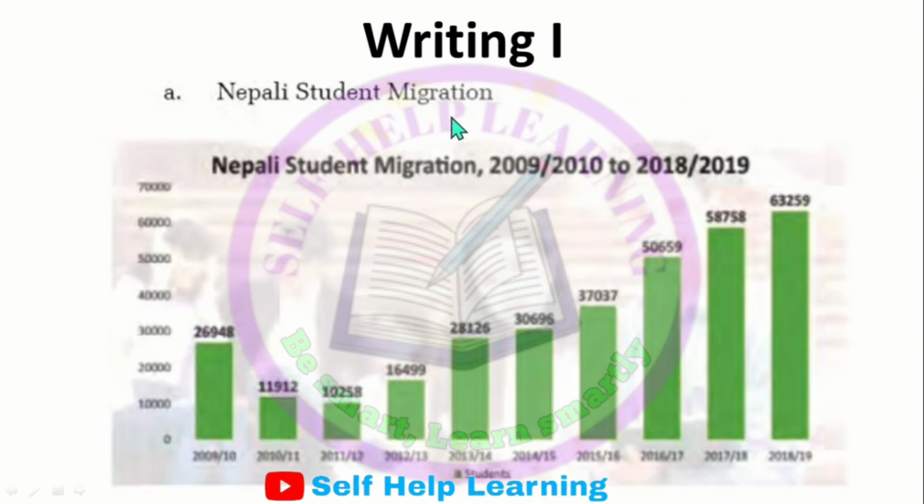Writing first. Nepali student migration. Here is the data. On the basis of the data, we can interpret the diagram. If you want to get the knowledge about it, if you want to get the rules of interpreting pie charts and data, you can click the description box here to get the video.